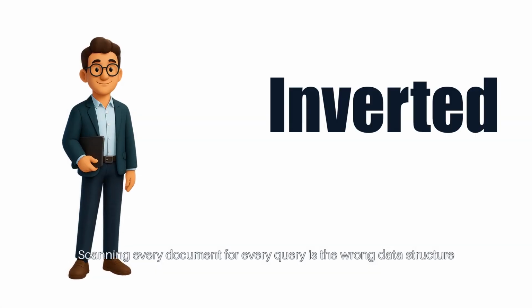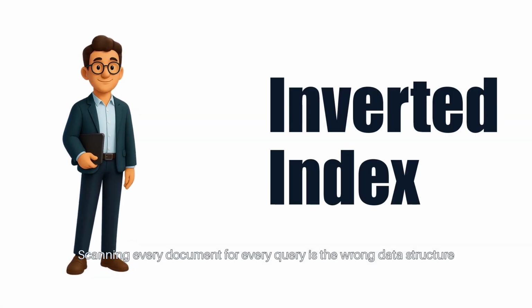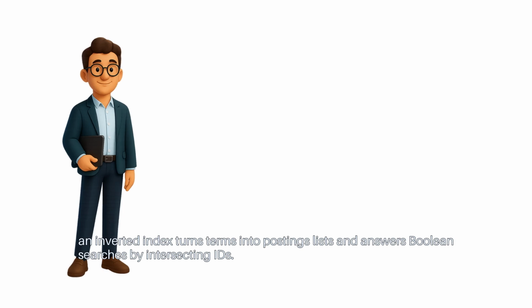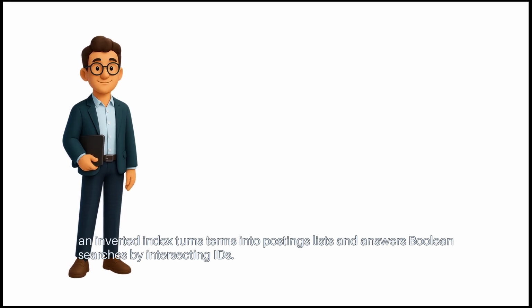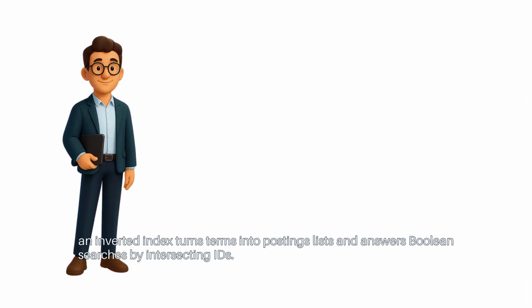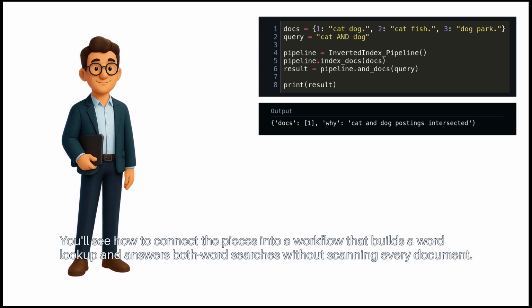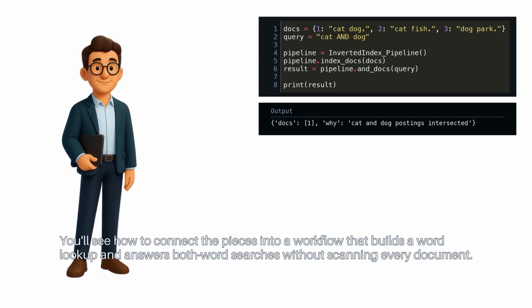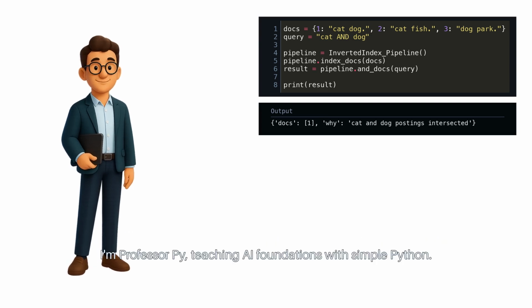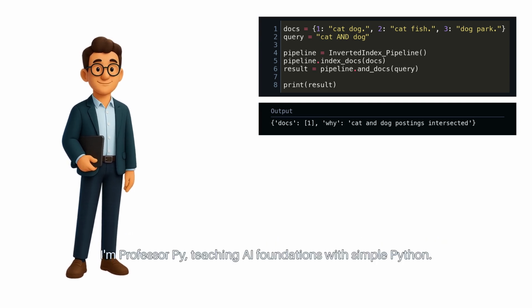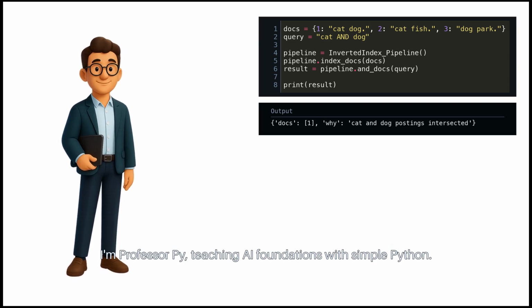Scanning every document for every query is the wrong data structure. An inverted index turns terms into postings lists and answers Boolean searches by intersecting IDs. You'll see how to connect the pieces into a workflow that builds a word lookup and answers both word searches without scanning every document. I'm Professor Pi, teaching AI foundations with simple Python.